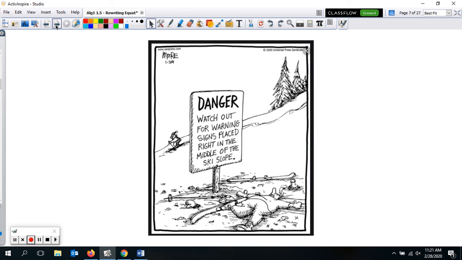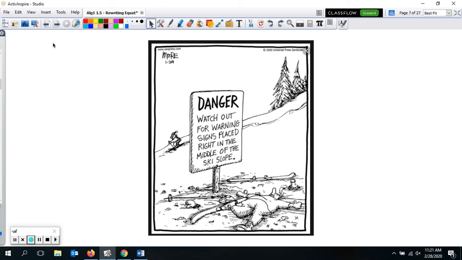So here's an In the Bleachers cartoon on the ski slopes. Big sign right there in the middle of the slope says, "Danger, watch out for warning signs," placed right in the middle of the ski slope, as the guy collides apparently right into that sign.